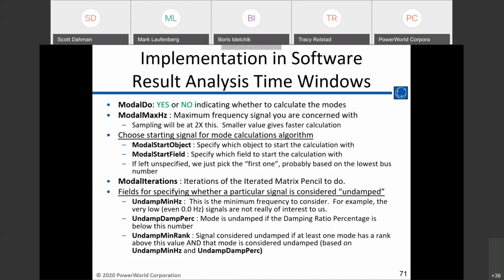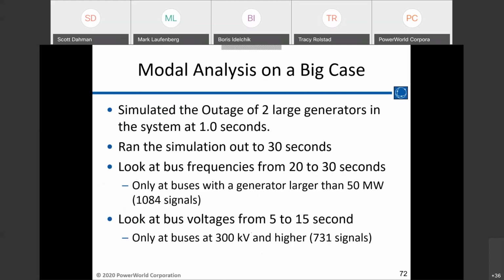Anyway, these slides you can read through later. Scott will put them out on our website. So let's go look at running this on a really big case now.